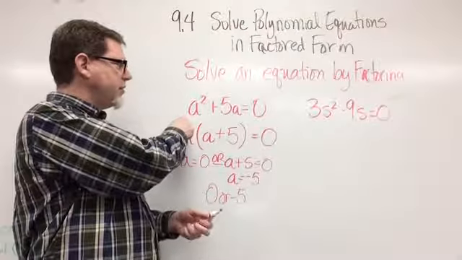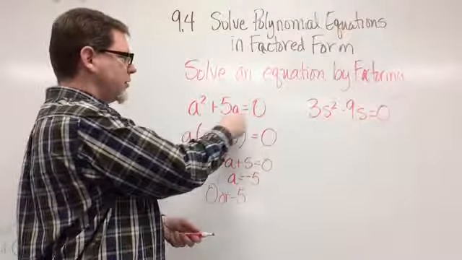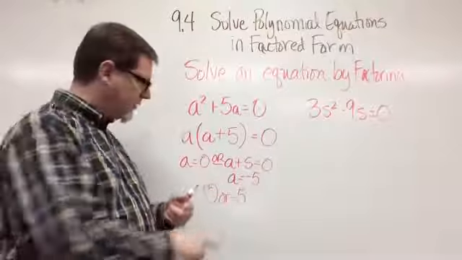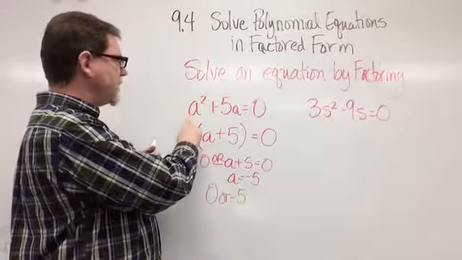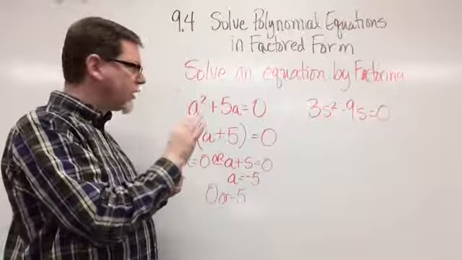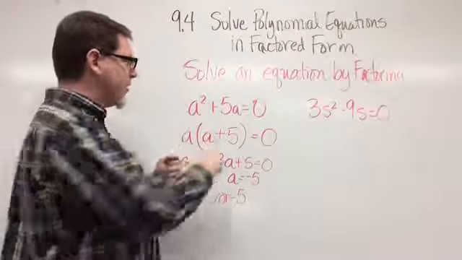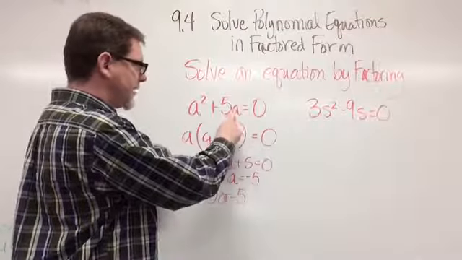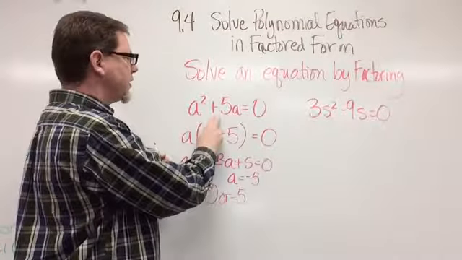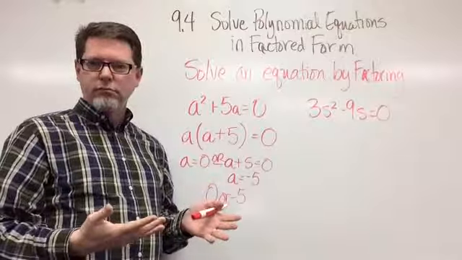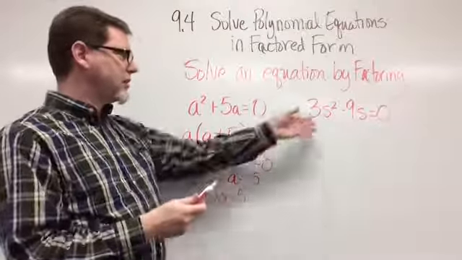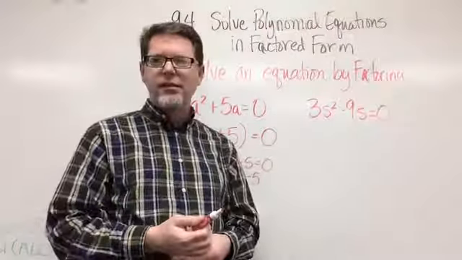So if I plugged in 0 here, I'd get 0 plus 0 equals 0. That would work. If I plugged in negative 5 squared is 25, because it's a negative 5 that's squared. And then 5 times negative 5 is negative 25. So 25 plus negative 25 is 0, so it works. Well, let's look at this other example. 3s squared minus 9s equals 0.